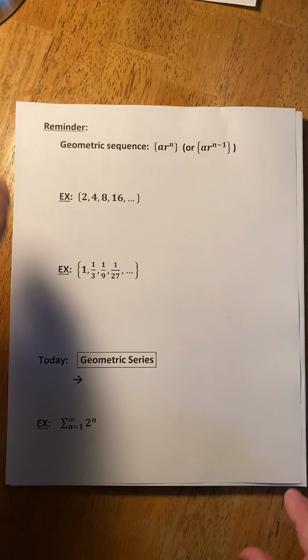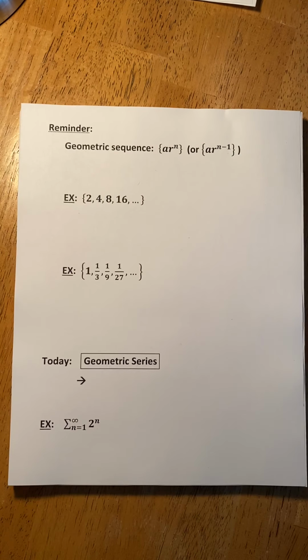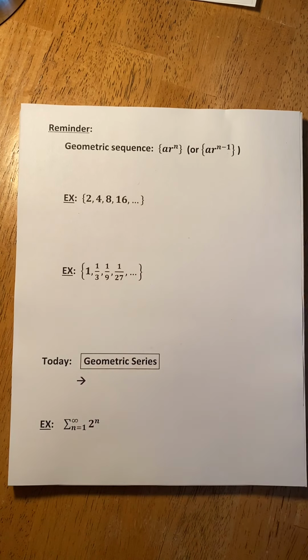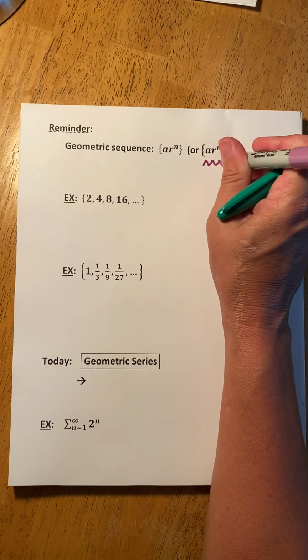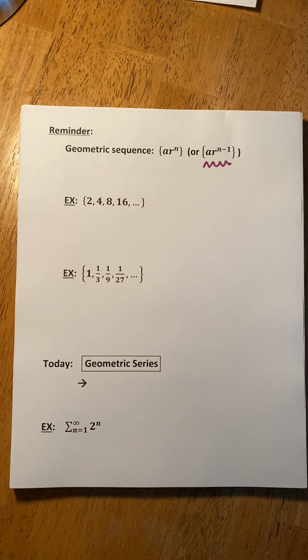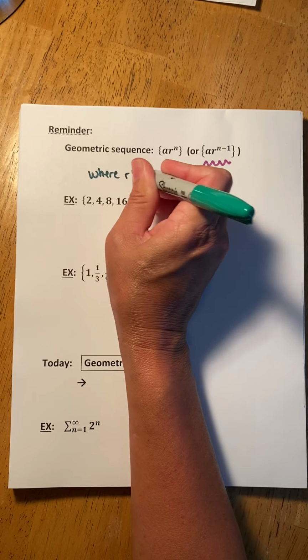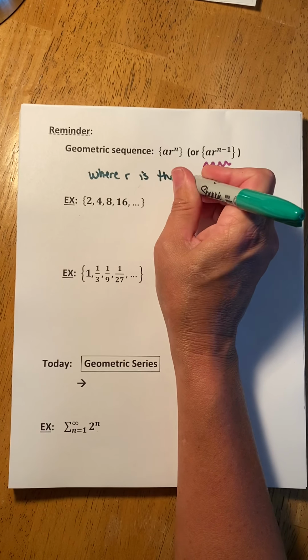Let's revisit 11.1, geometric sequences. We can look at geometric sequences. We can use two different templates. We can use A, R to the N, or use A, R to the N minus 1. We're going to start looking at this one for the sake of this section. So, for example, here, let's put where R is the common ratio.